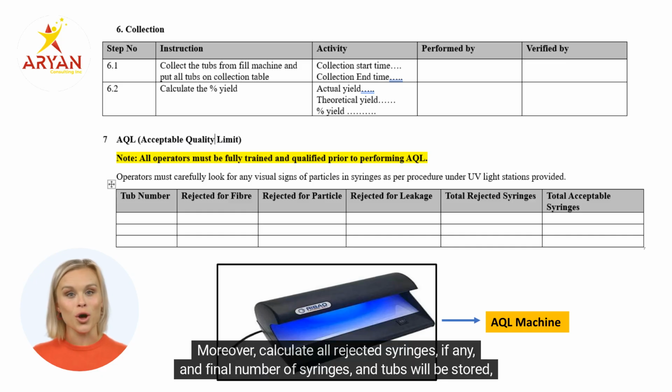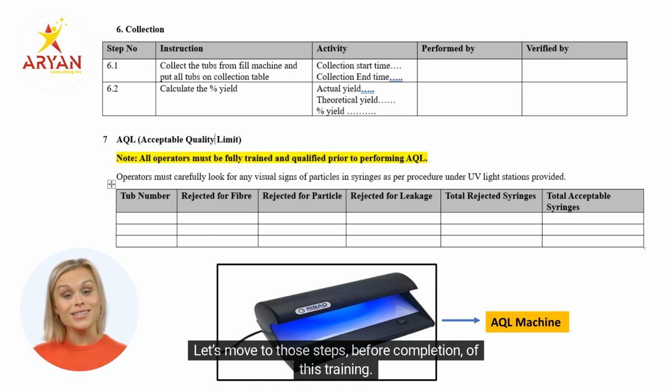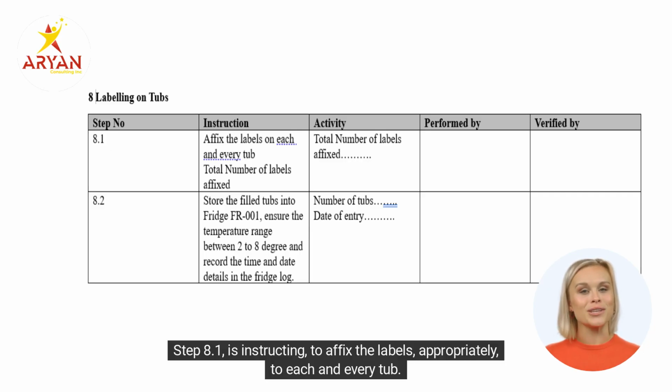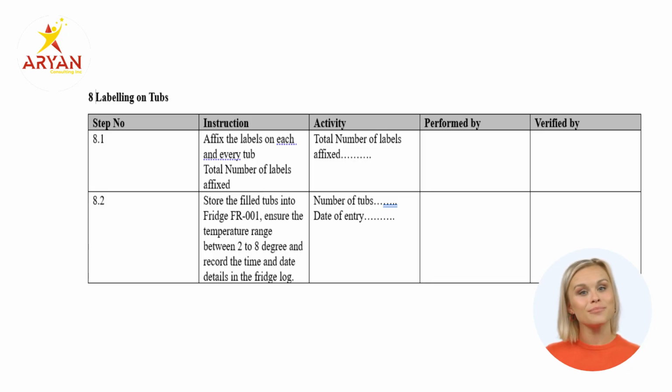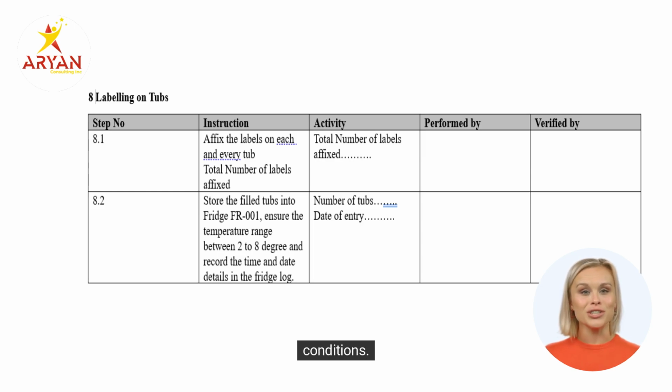Moreover, calculate all rejected syringes, if any, and the final number of syringes and tubs will be stored in the right storage condition. Let's move to those steps before completion of this training. Step 8.1 is instructing to affix the labels appropriately to each and every tub. Step 8.2 is to now store and place the labeled and filled tubs in the fridge under specified storage conditions.